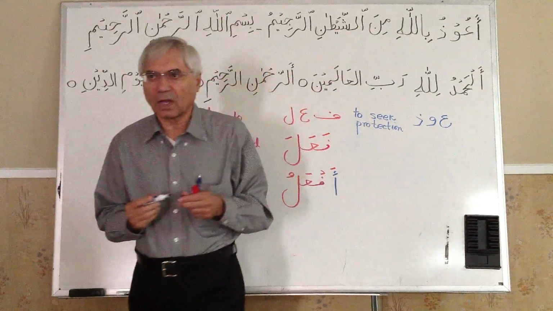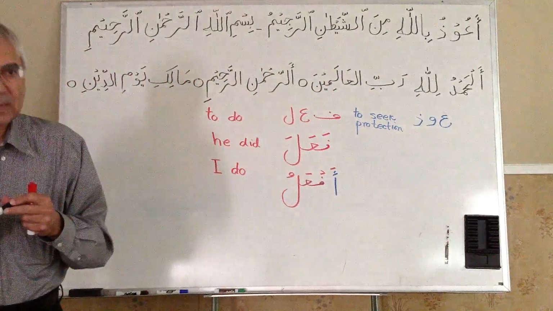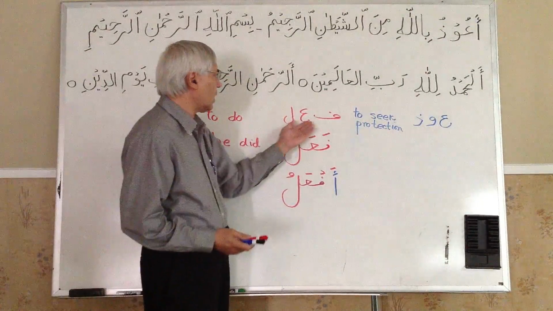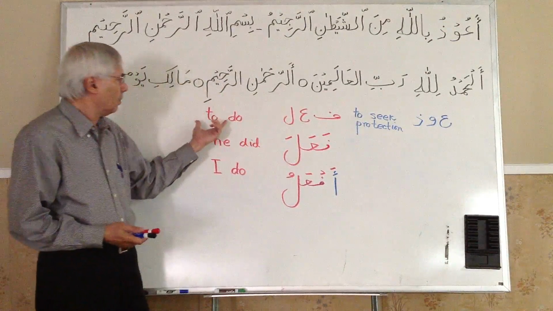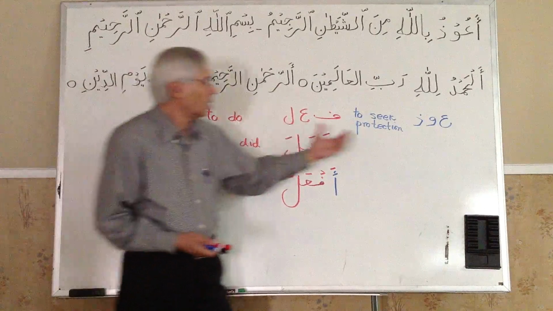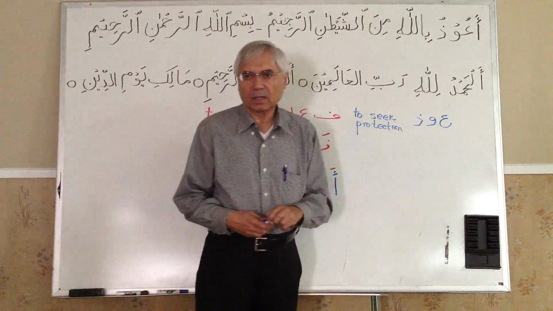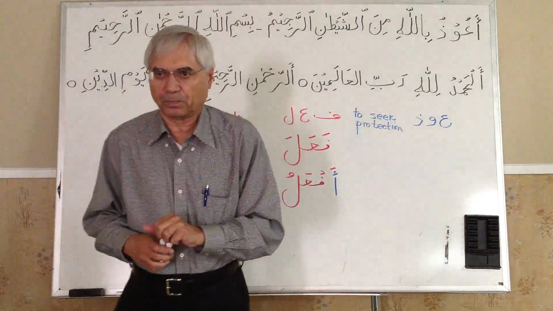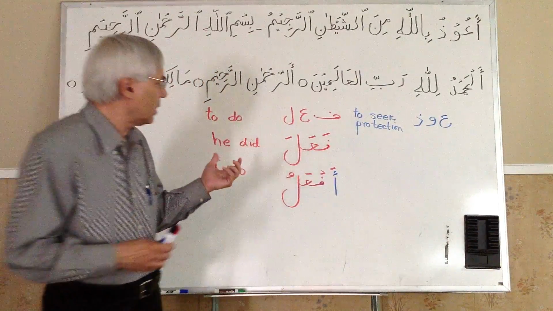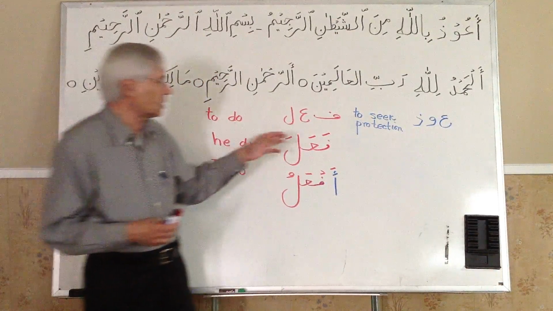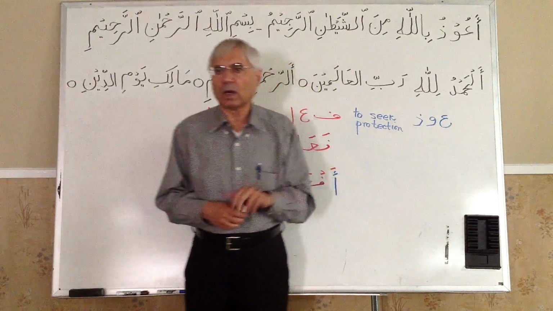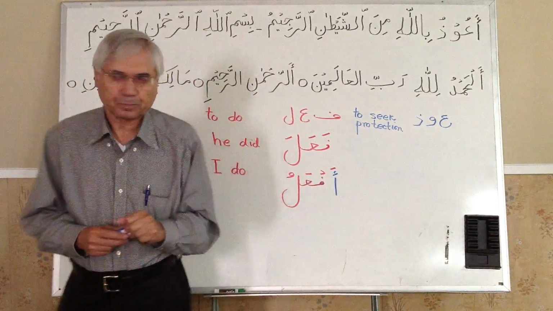Ain, Waw and Dal, these are the three letters in Arabic. Just like Fa, Ain and Lam meant to do, Ain, Waw and Dal means to seek protection, to ask to protect. And again, as I said, 99% of the words start with three letters. So these are three letters here, Ain, Waw and Dal.